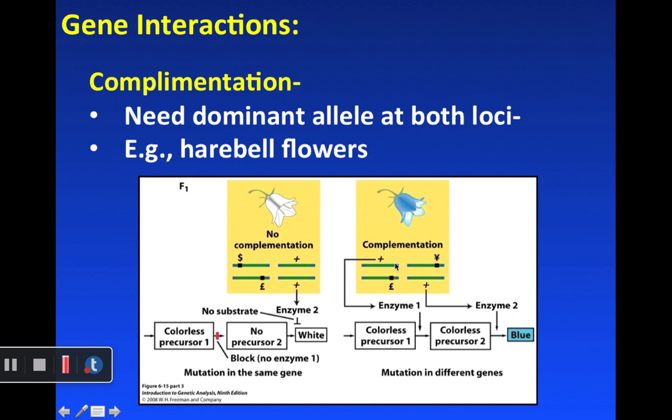So each enzyme is coded by a different gene. So again, you need at least 1 dominant allele for both the enzyme 1 gene and the enzyme 2 gene in order to pass all the way through this pathway to produce the blue pigment. If you're lacking either enzyme 1 or enzyme 2, as we see toward the left here, you can't produce the blue pigment and the flowers will be white.